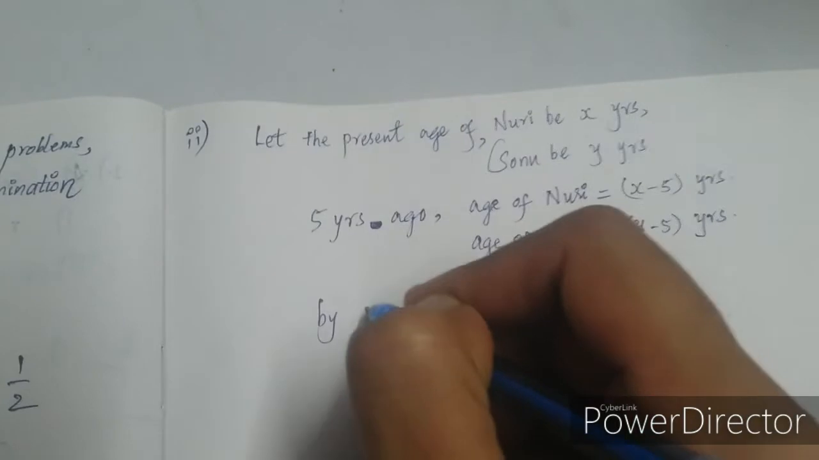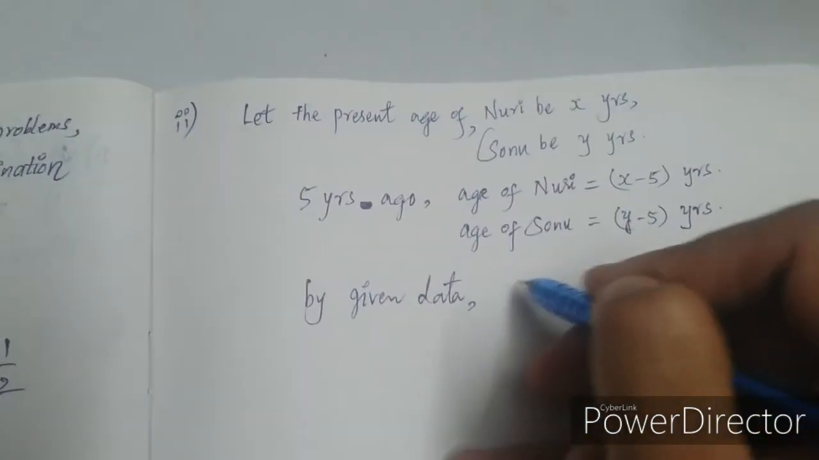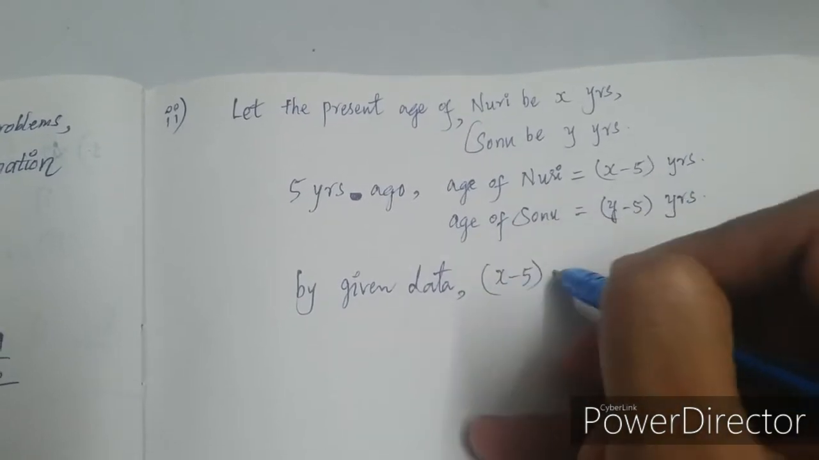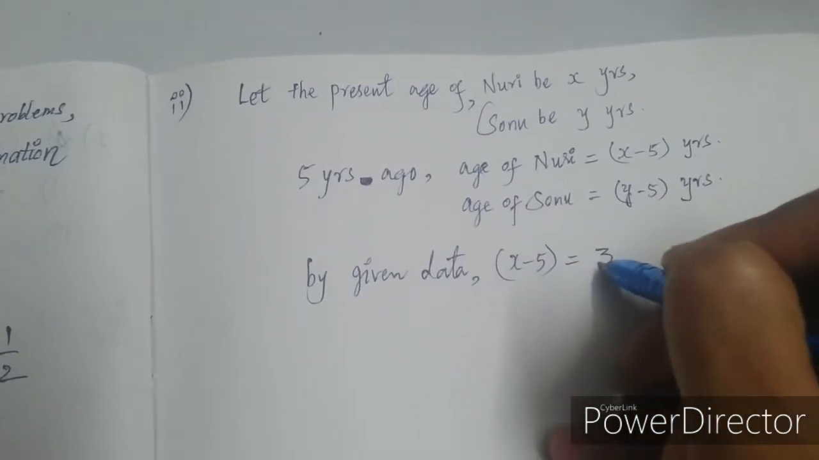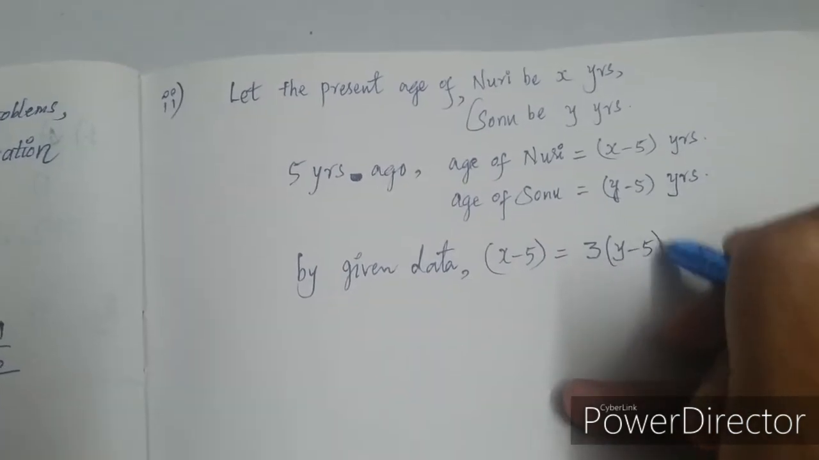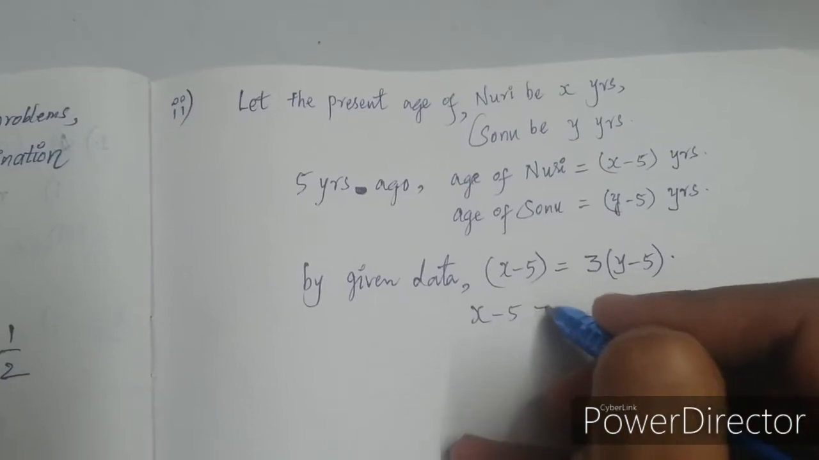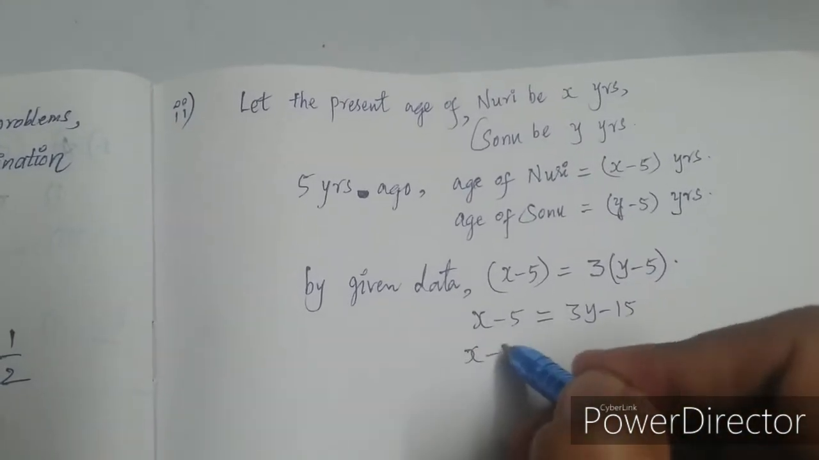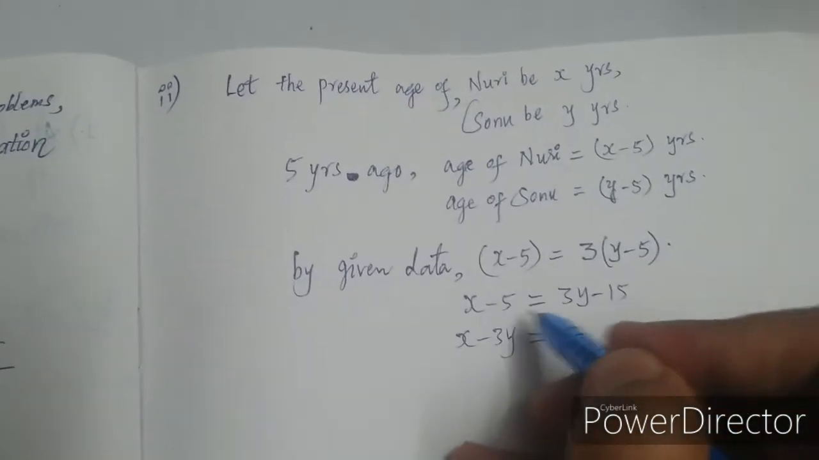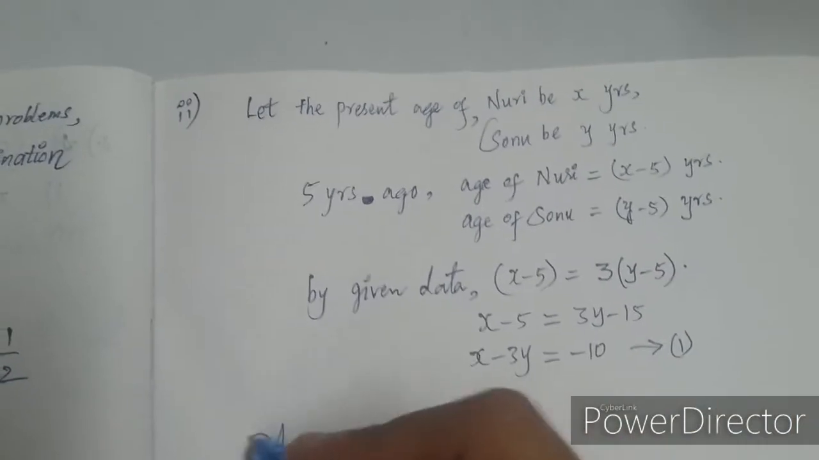By given data, x minus 5 is equal to thrice as old as Sonu, 3 into y minus 5, and from this we can get x minus 5 is equal to 3y minus 15. 3 fives are 15 here. x minus 3y is equal to minus 15 plus 5, minus 10. We can take it as equation 1.